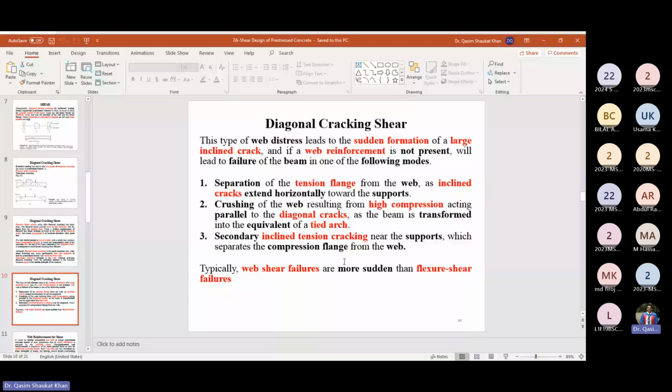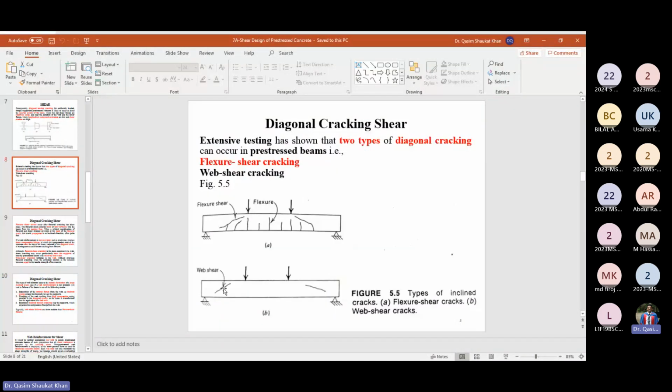Typically, web shear failures are more sudden than the flexural shear failures. Web shear failures are more sudden. You have seen that web shear cracks originate at 45 degrees to the longitudinal axis, and flexural shear cracks are more flat or more horizontal, parallel to the longitudinal axis. These cracks are less abrupt, these cracks are more abrupt.